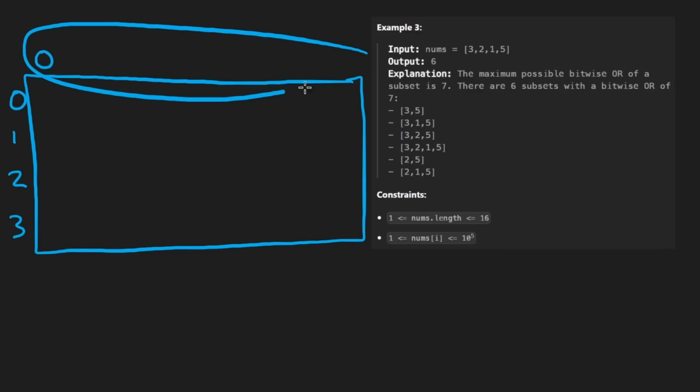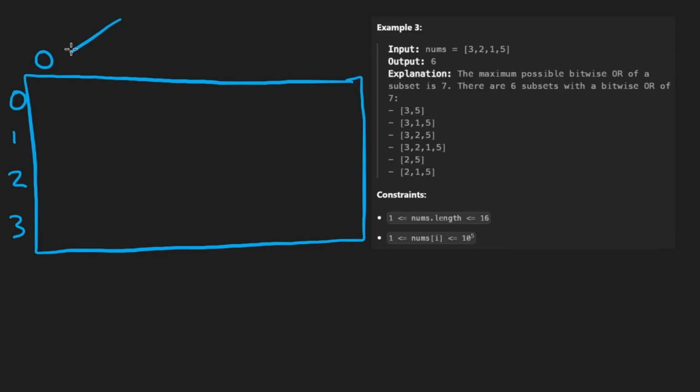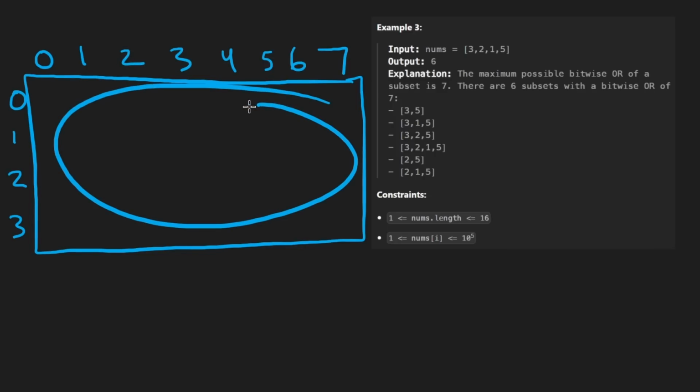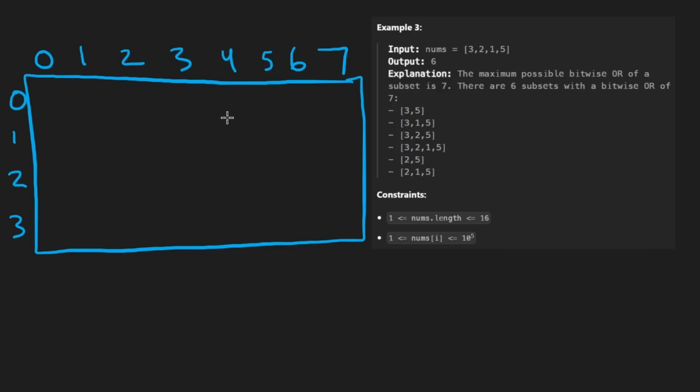So that's kind of tricky. What's the range of that going to be? Well, it's going to be from 0 all the way up until our max OR. So I think in this example, it looks like it is 7. So that's good enough for us. And I'm not going to fill in this entire grid. I'm just going to try to give you an idea of how we're doing this.